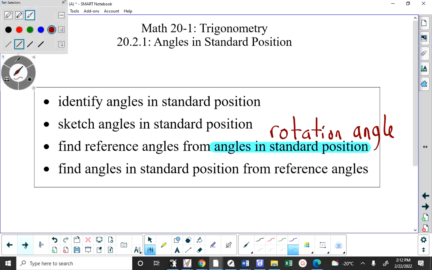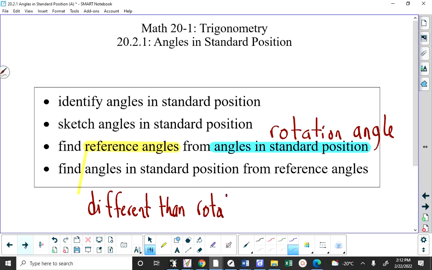But a reference angle is something different. This is different than a rotation angle. We'll see there's a case where it might be equal to the rotation angle, but in terms of what a reference angle is, it's different than a rotation angle.